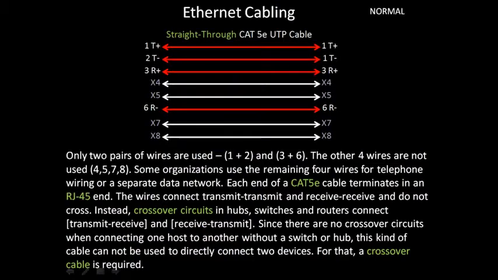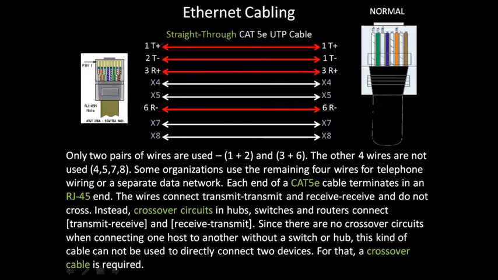Let's look at different types of Ethernet cabling. The first example here is a straight-through Category 5E unshielded twisted pair cable. If we look, only 2 pairs of wires are used, 1 and 2 and 3 and 6. The other 4 wires are not used, that is 4, 5, 7, and 8. It's DC current, and a flow of electrons passes down each of the 4 wires. Notice that transmit has both a positive and negative, and receive has both a positive and negative, just like any DC circuit. Some organizations use the remaining 4 wires for telephone wiring or a separate data network.